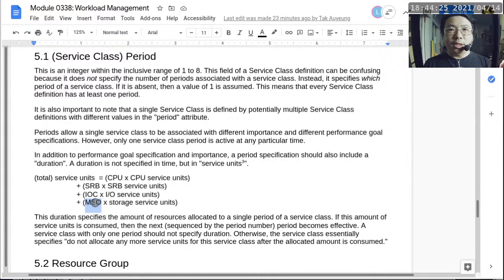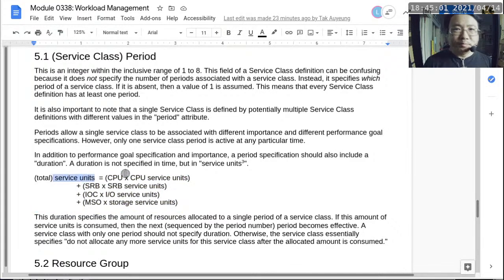A service unit has no particular unit by itself. It really is just a weighted average or weighted sum of all the subcomponents, all the resources that we need for a computer to work. So in this case we have CPU time, we have service unit time, we have input output resources, and then we have how much storage we are using, what capacity we are using. All of these things added up would be the service unit.